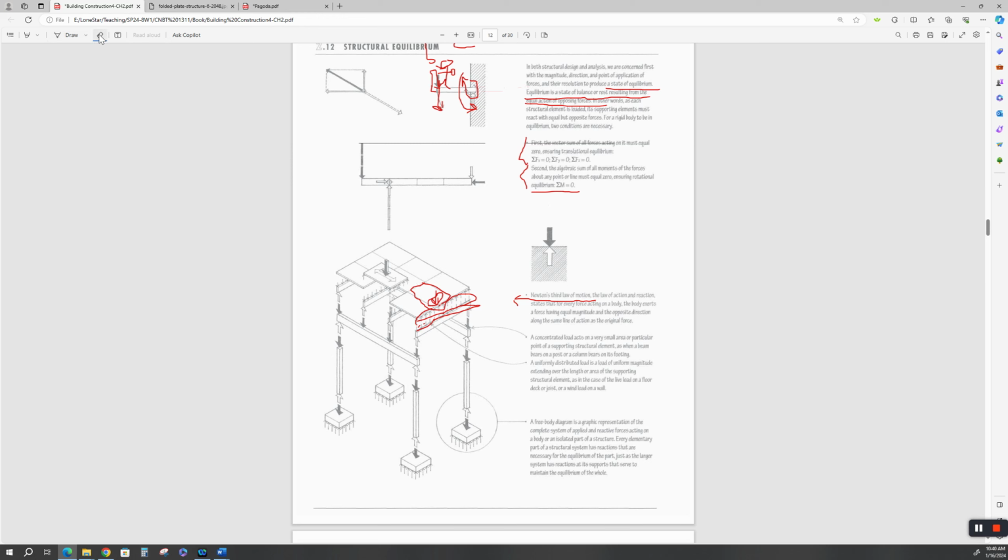Where's the eraser? Make it work. Make the eraser work. There we go. Okay. All right, let's get all this out of the way. Okay, so let's go back. Get back into the script.